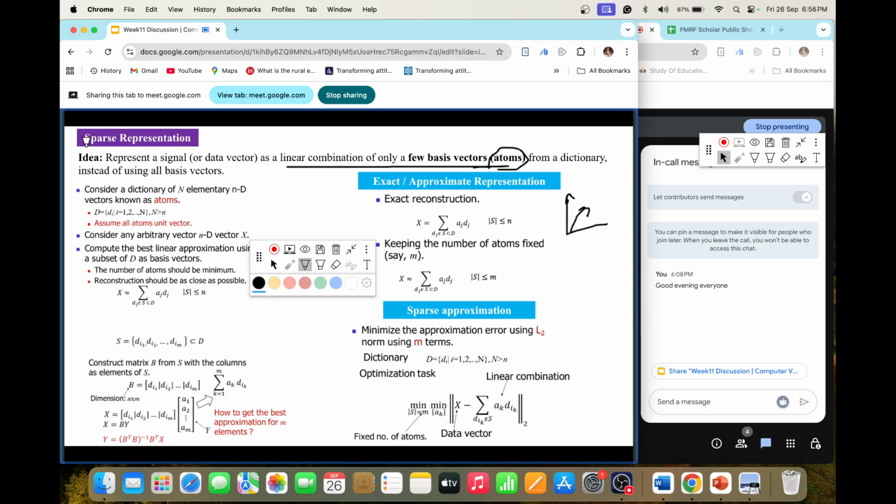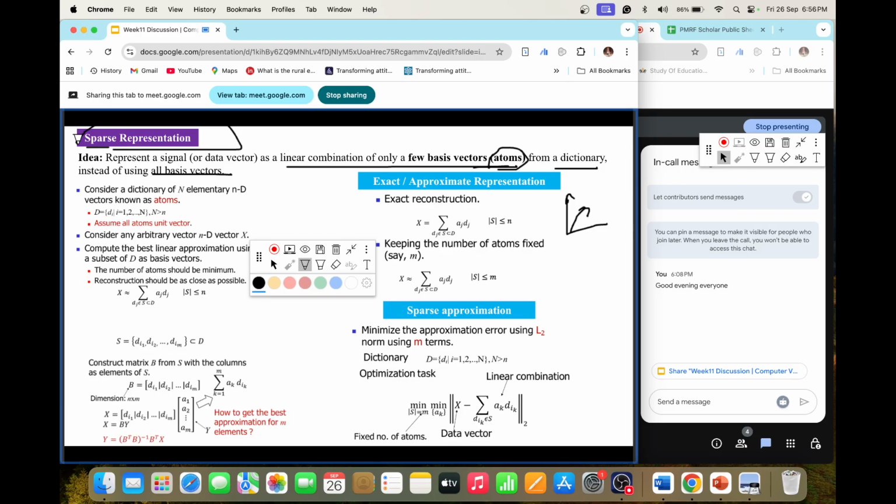So sparse representation means representing a data point as a linear combination of only a few vectors, basis vectors or atoms, from a dictionary instead of using all the basis vectors. Whenever you are performing PCA, LDA or any dimensionality reduction, you keep only some principal vectors and ignore the others. Then you express your data point as a linear combination of these principal components, not all the principal components but a few.